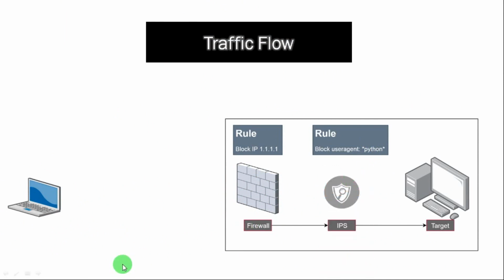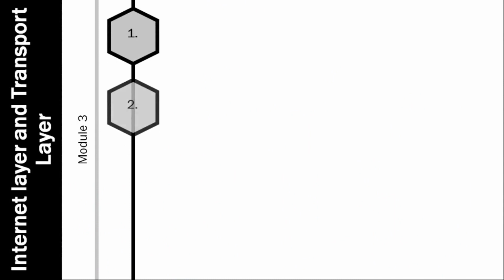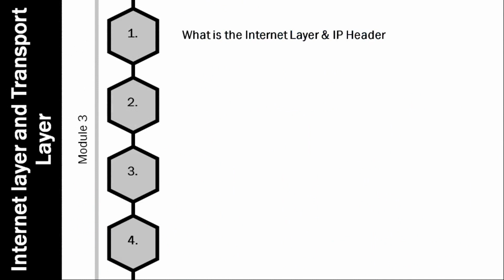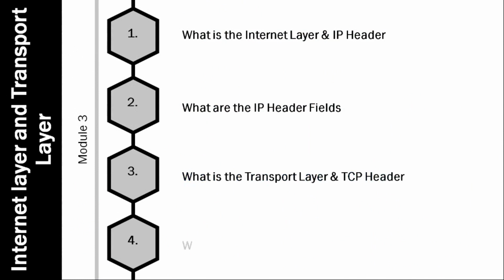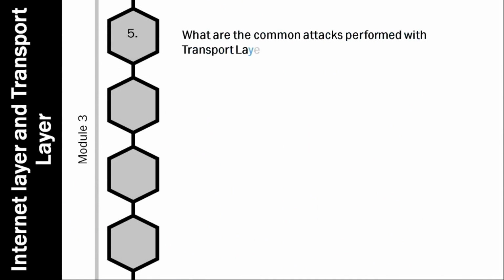This is a simple example to show how security products use the values or information in the network packets to block or allow the network packets. You will learn more about the headers and details present in these layers in the upcoming lectures. What is the internet layer and IP header? What are the IP header fields? What is the transport layer and TCP header? What are the transport header fields? What are the common attacks performed with the transport layer?